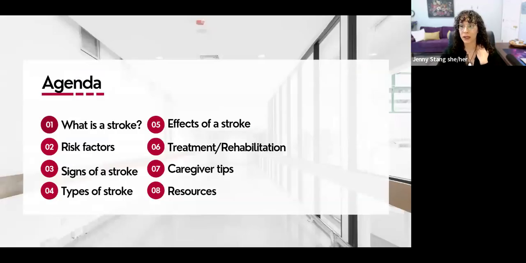So our agenda for today, we're going to just define what a stroke is. We're going to talk about some of the risk factors, the signs and types of strokes, and some of the effects of a stroke. We're going to briefly talk about treatment and rehabilitation, and then I'm going to give you some caregiver tips and some resources that you hopefully will find useful.